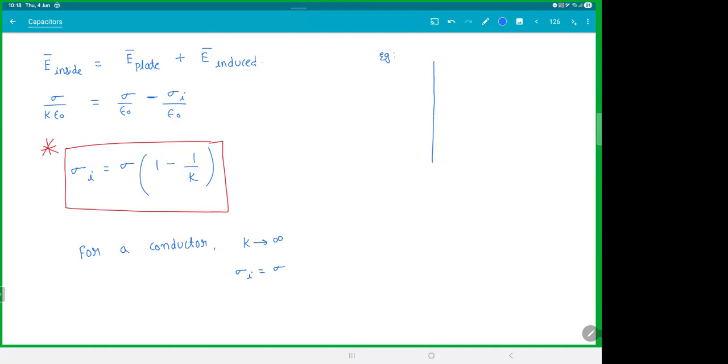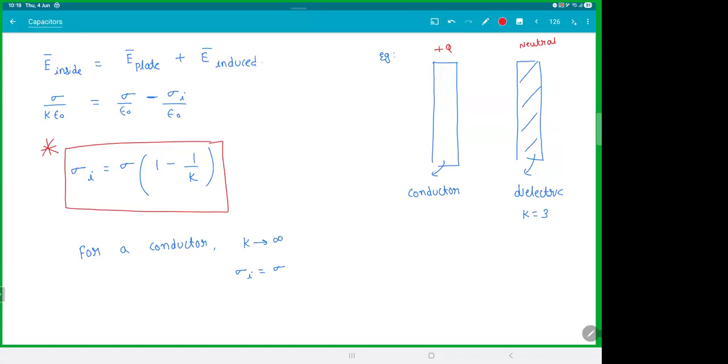Example. For example, if you take a plate and if you take a dielectric, let's say this is a conductor, and let's say this is not a conductor, this is a dielectric. And let's say K is equal to 3. Now, if someone asks you this question, this is charge Q and this is neutral, find the charges induced on the surface. I know K is actually epsilon R, but everywhere in the book you'll find K only. So then you'll get confused.